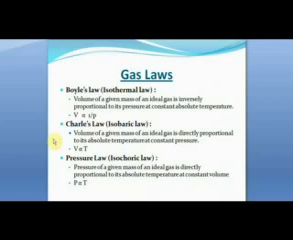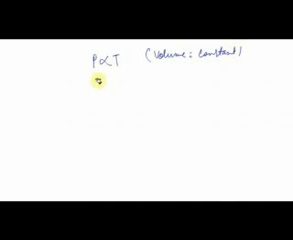Now we'll see pressure law, which is also called isochoric law. This law states that the pressure of a given mass of an ideal gas is directly proportional to its absolute temperature at constant volume. So pressure law states that the pressure of a given mass of gas is directly proportional to temperature at given volume. That is, volume is constant here. So this means that P by T is constant.